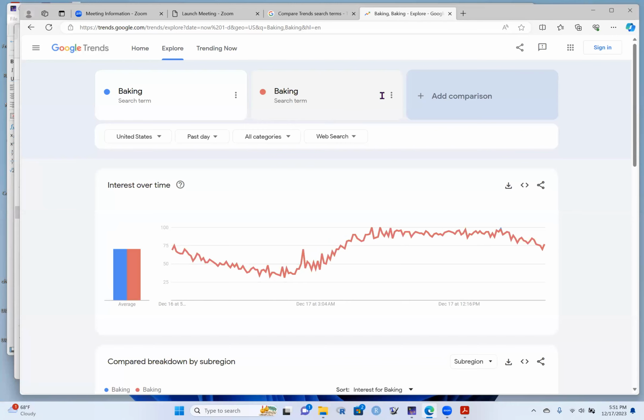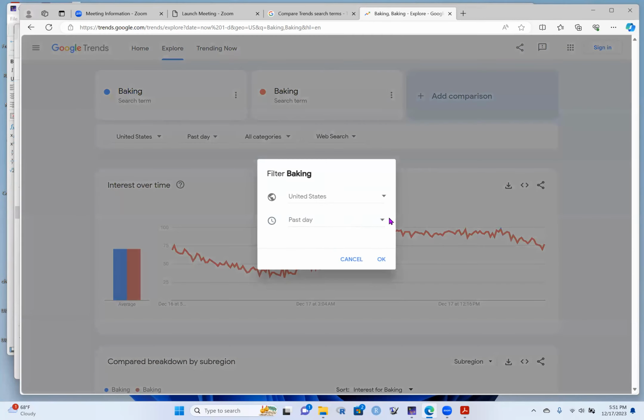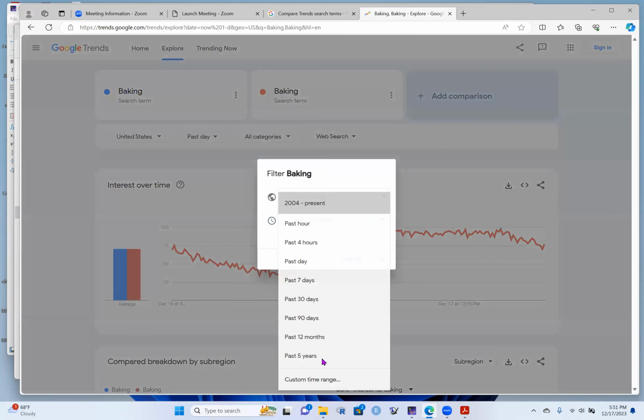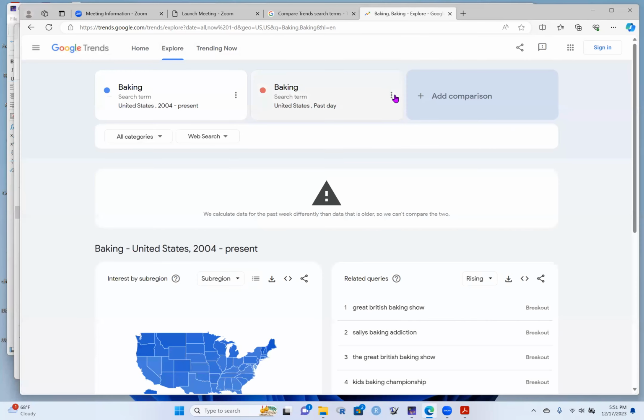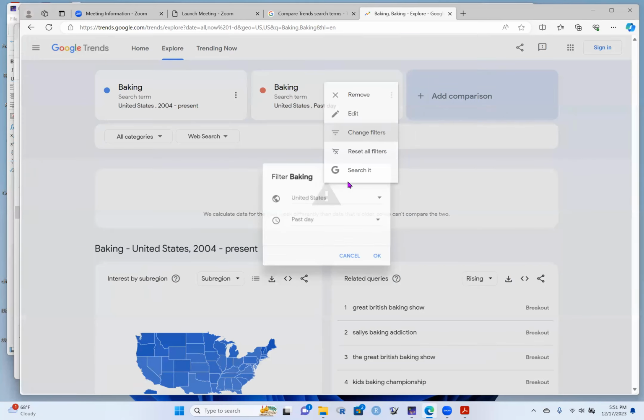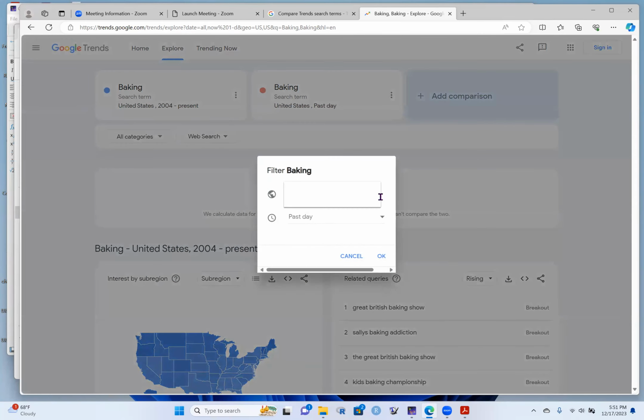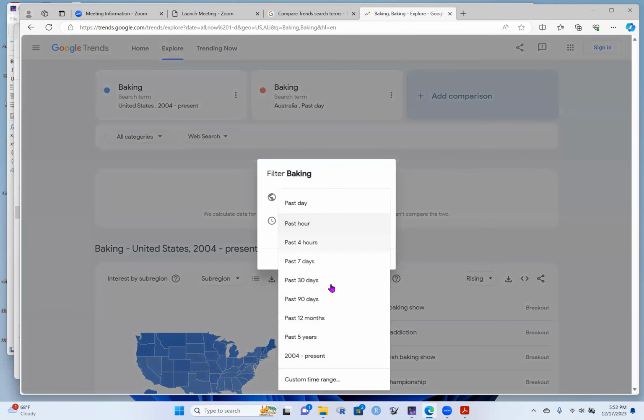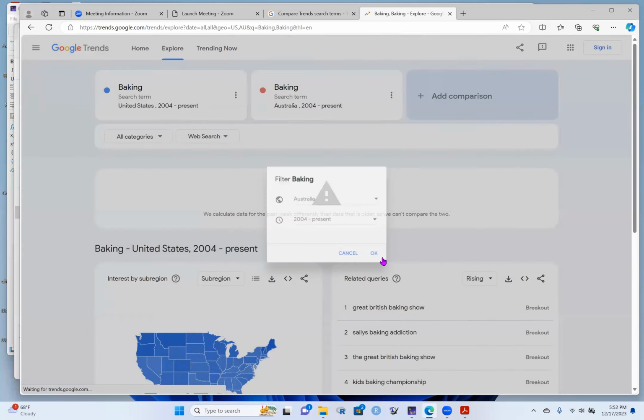And once you do that, notice that then you will be able to change filters. So we are going to change filters for the United States and select the long-term trend, 2004 to the present. We'll do the same for another country. Let's change to, for example, Australia. And let's again change the trend, 2004 to the present.